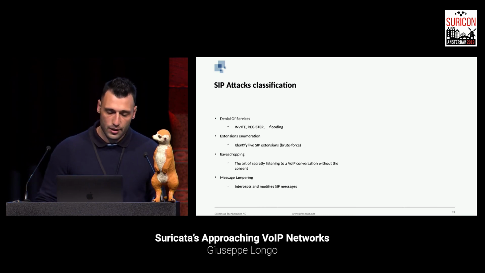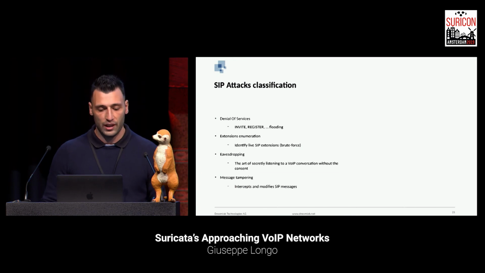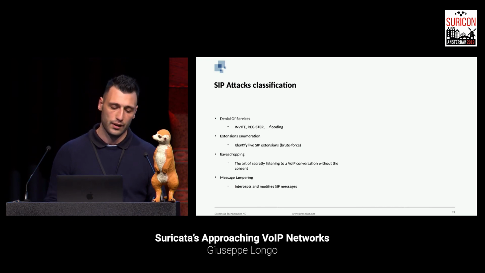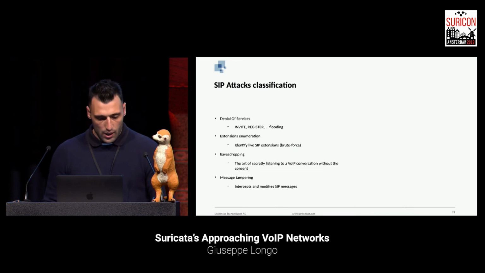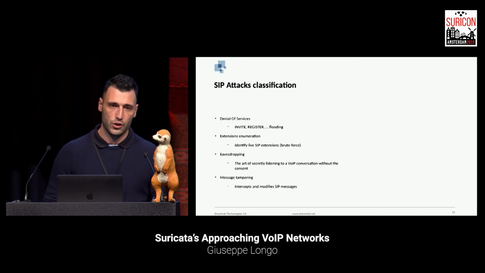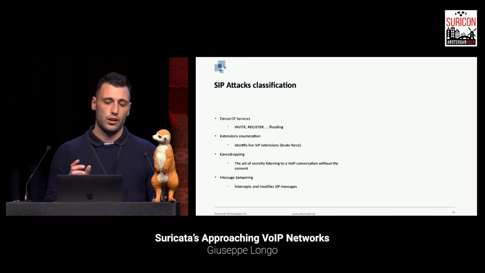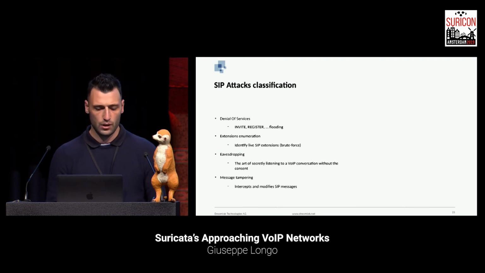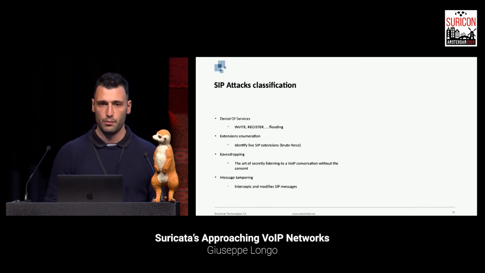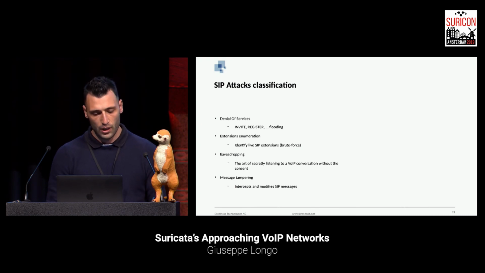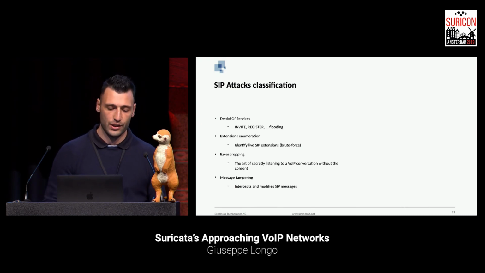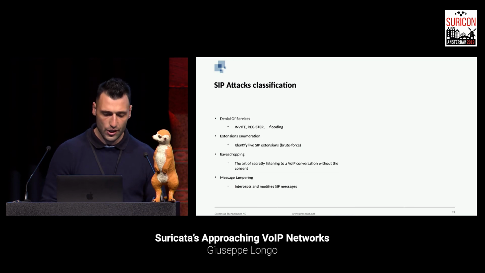This is a short list of the most common attacks on the SIP protocol, like denial of service. Here, different methods can be used, like INVITE or REGISTER. Then extension enumeration, which means identifying the live SIP extensions. An extension is a client connected to a SIP server, and this attack is basically performed by brute forcing. Eavesdropping, which is the art of secretly listening to a VoIP conversation without consent.